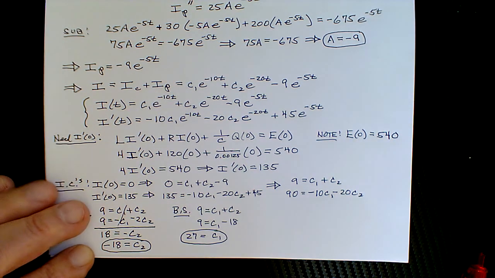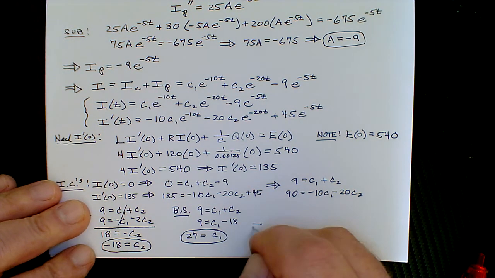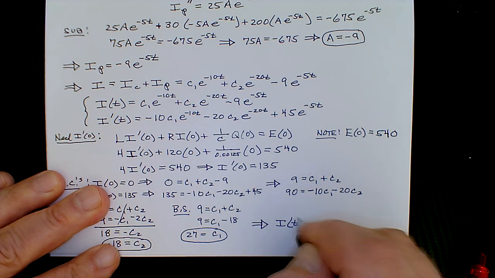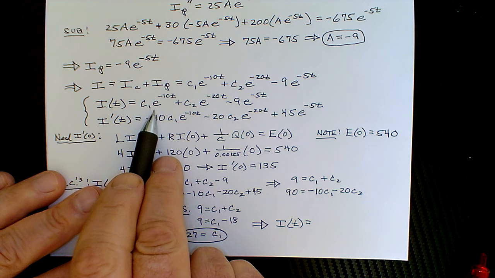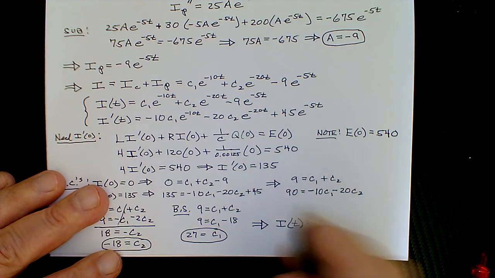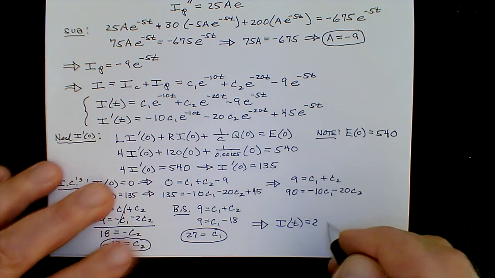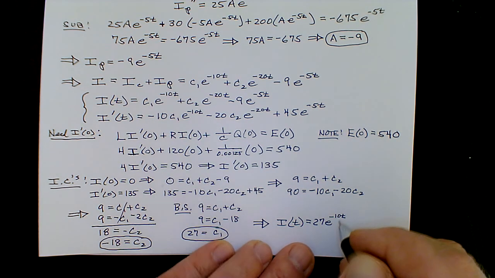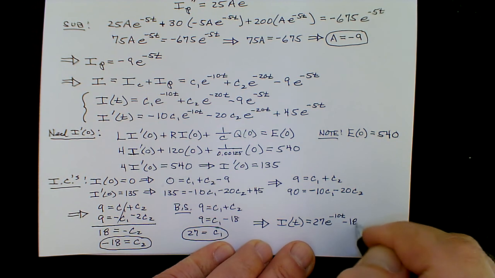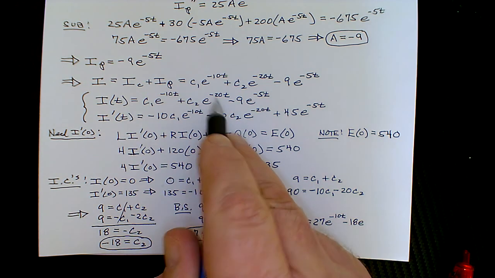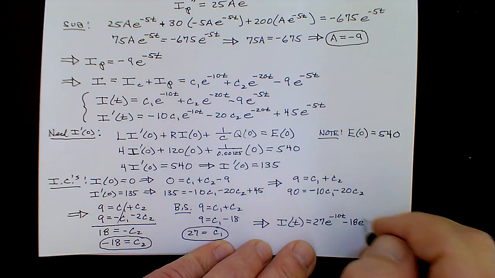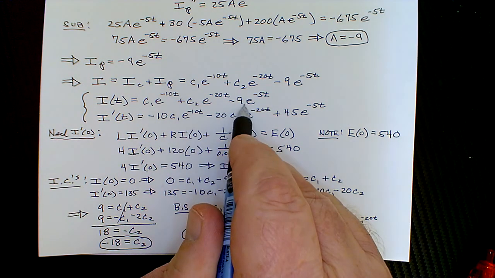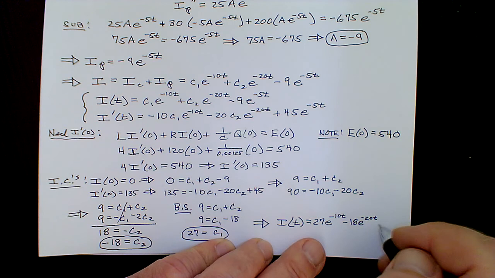Okay, so finally we go back to I of t, and I of t is, it was C1 e to the negative 10t, so 27 e to the negative 10t plus C2, which is minus 18, e to the negative 20t, and then minus 9 e to the negative 5t.